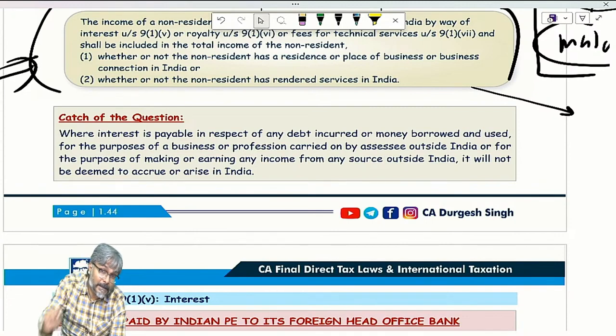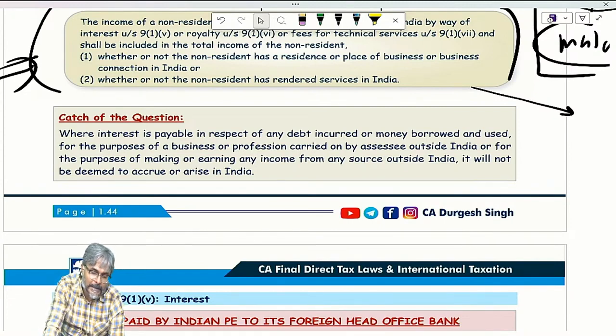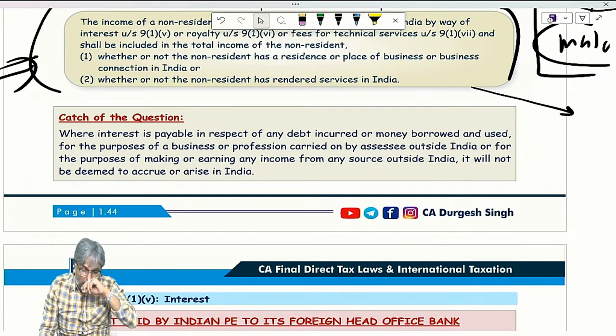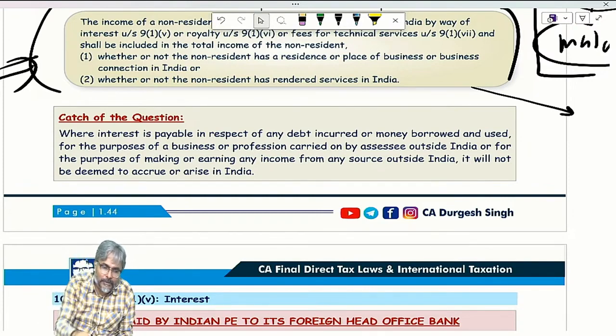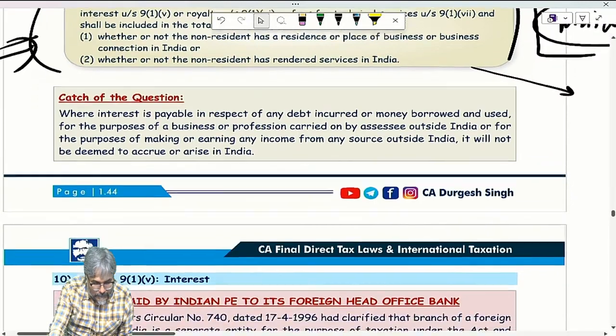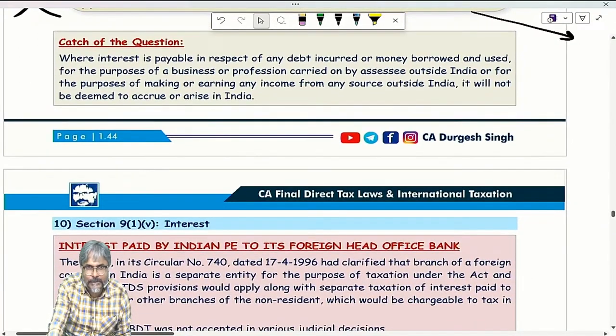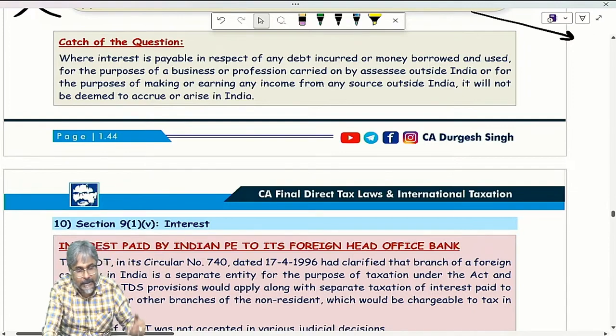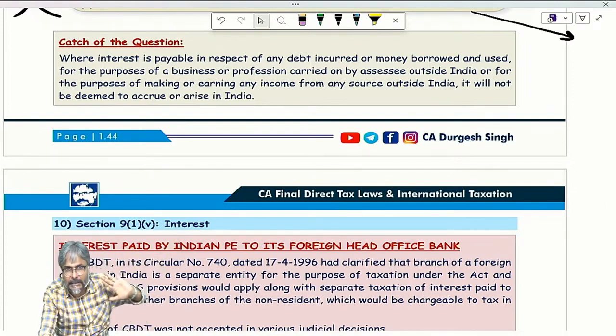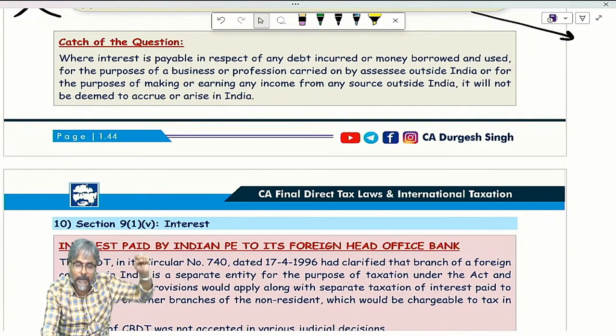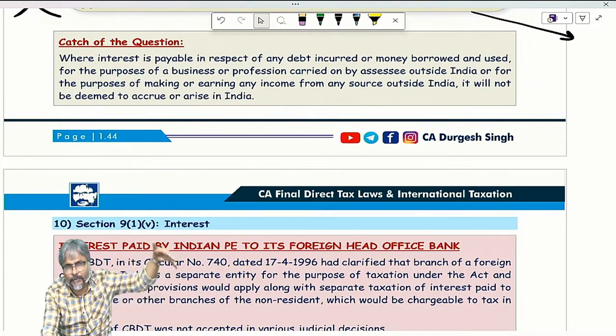But if the government is a payer, then students, in this case, if the government is paying the interest, then what will happen? If the government would have been the payer, then it is deemed to accrue in India. The interest will be deemed to have accrued in India. Just be very careful, because then we don't see whether it is for a source in India or a source outside India. We don't see that if the Government of India is the payer. For the resident or the non-resident payer, we have to then see whether they are making the payment in respect of the business or a source in India or outside India. On that basis, the conclusion has to be drawn.